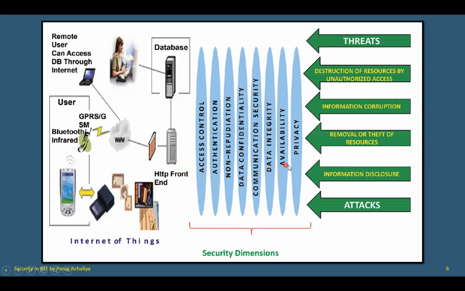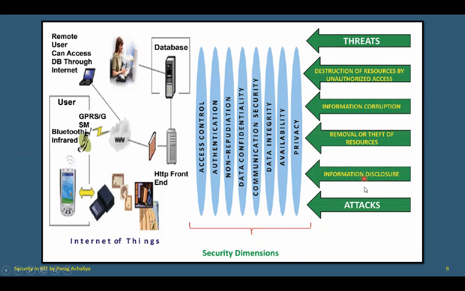So these security dimensions must be implemented for this IoT application, because this application must be protected from various kinds of threats, such as destruction of resources by an unauthorized user. If there is an unauthorized user, then that user may destroy the resources that we have used for implementation of the IoT application. Information corruption, removal or theft of resources can be prevented with the help of these security dimensions. Again, information disclosure can be prevented with the help of these security aspects once we implement them on the IoT application. And last, this application can be protected from various kinds of attacks by hackers.